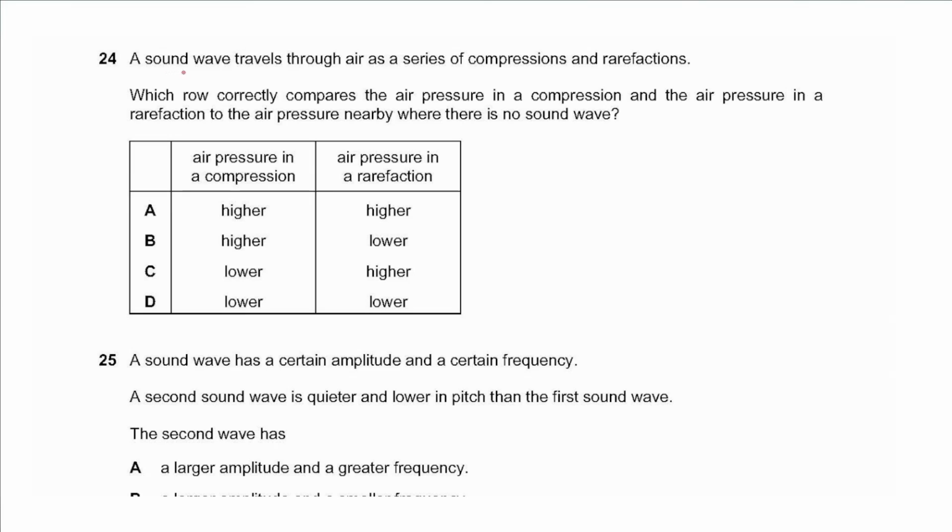Question 24 says a sound wave travels through the air as a series of compressions and rarefactions. Which row correctly compares the air pressure in a compression and the air pressure in a rarefaction to the air pressure nearby where there is no sound? So at a compression we have a higher pressure and at a rarefaction it has lower pressure. So the answer here is B.